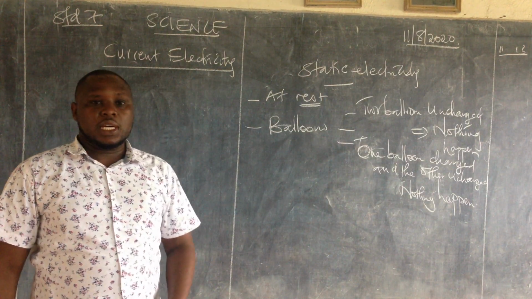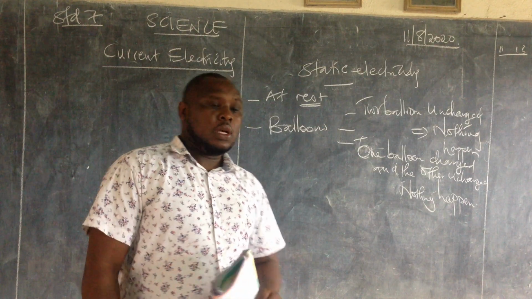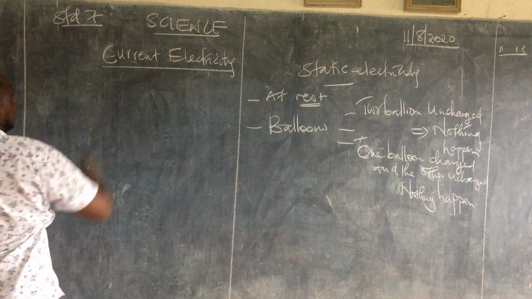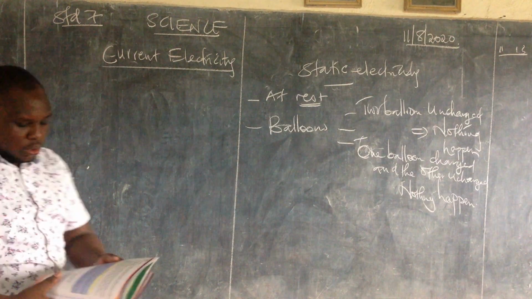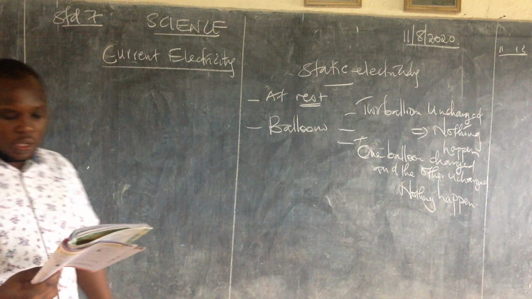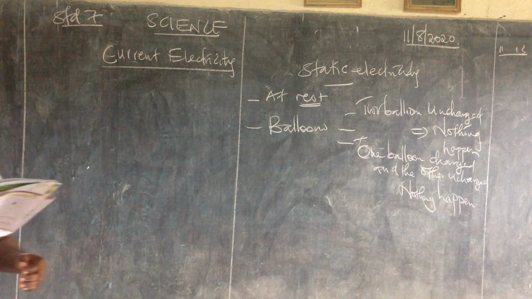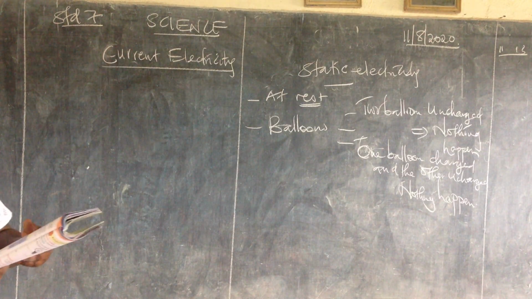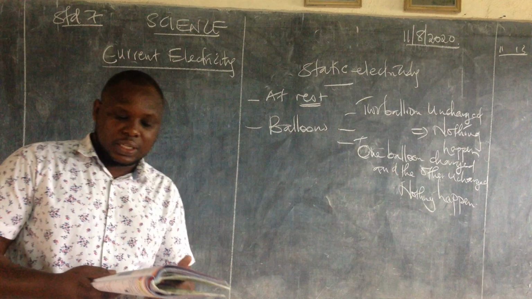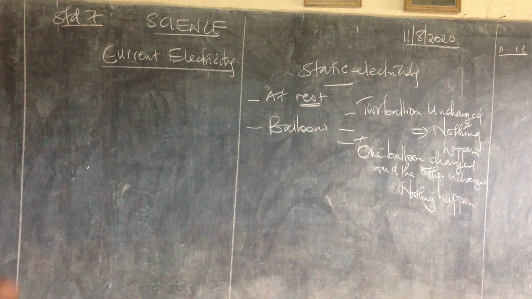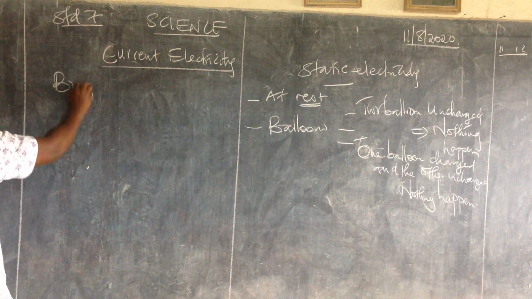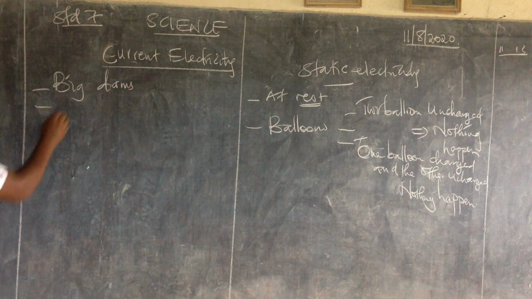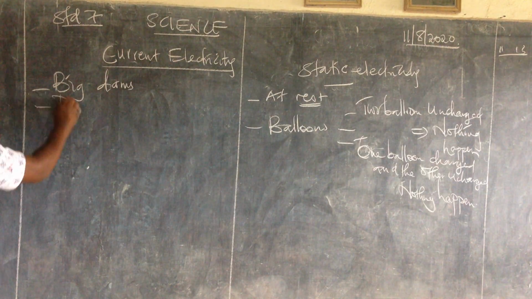Today we want to discuss current electricity, and the word current here means that there is movement. So generally we have sources of current electricity. Factories, schools, and most homes use electricity generated from big dams. We get electricity from big dams.